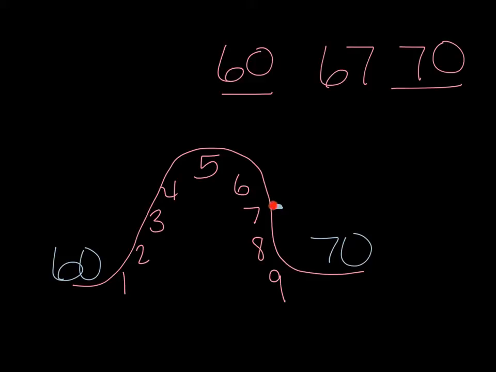Yes, if I put a marble here, then it's going to roll right here to 70. So again, 67 rounds to, or estimates to, 70. It is closer to 70. Okay, let's try another example.